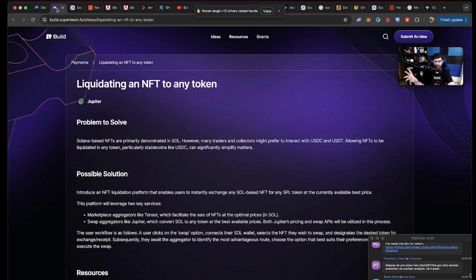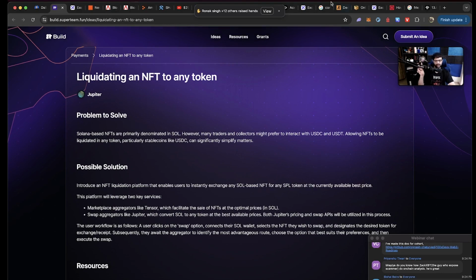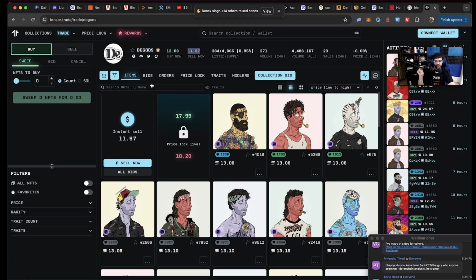So what you have to build is a Solana-based NFT liquidation platform that enables users to instantly exchange their Sol NFT for any token, be it USDC, USDT, some meme coin, I don't care. So basically all you have to do is two transactions together. Transaction number 1, sell the user's NFT on something like Tensor for whatever the best bid is right now. And then immediately convert whatever you got, let's say 11.97 Sol, into USDC. So just these 2 steps you have to take.